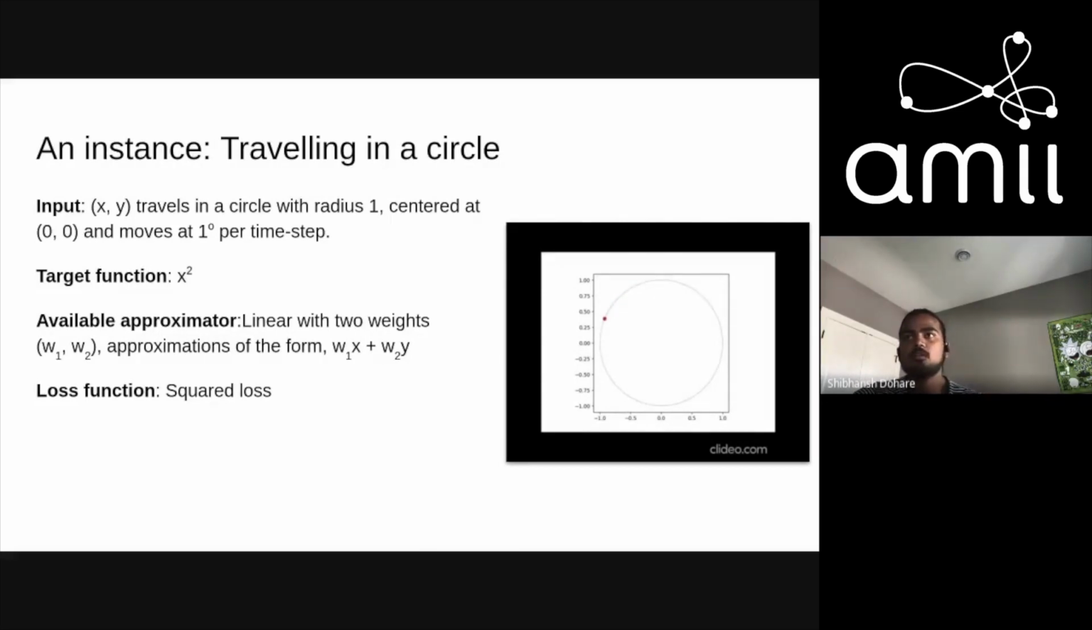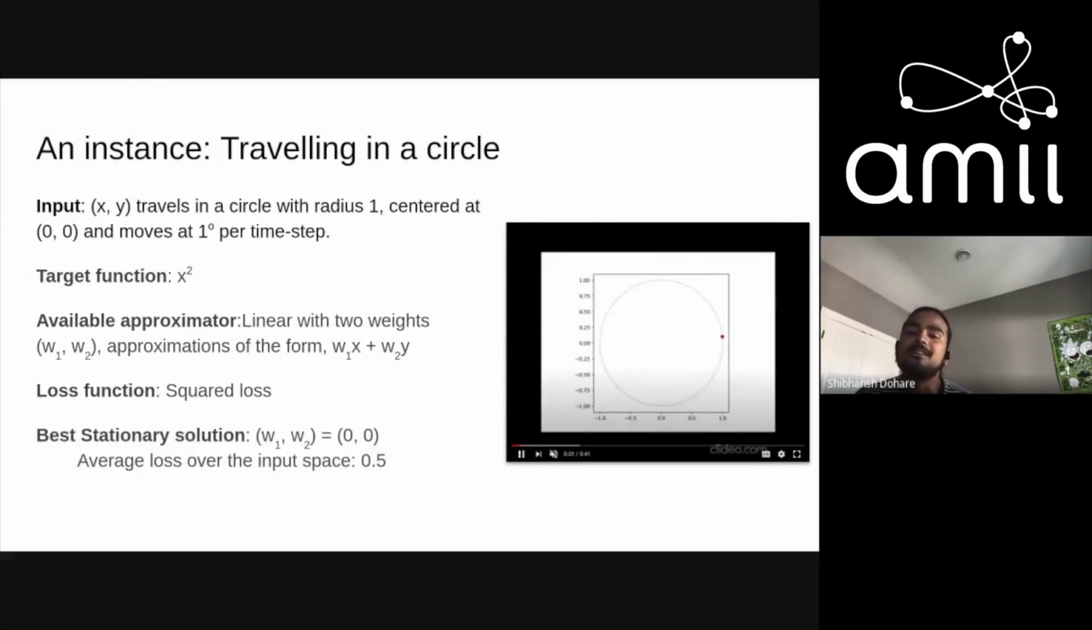Let's try to think about what the possible solution strategies are. First, what we can do is the common thing in supervised learning, which is to find a stationary solution. That is usually done by using stochastic gradient descent and converging to a local or global optimum. For this problem, though, we can analytically find the best stationary solution, which happens when the weights are 0. And for this case, the average loss is 0.5. However, we can do better than this. We can do better than a stationary solution.